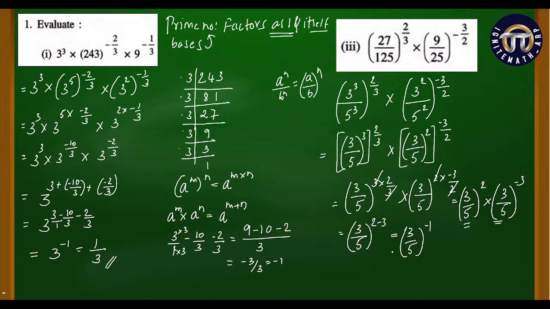I told you I should not keep the final answer with the negative power. So what I do, I will convert it to a positive power. How can I convert it to a positive power? Reciprocate it. So means what? 5 goes to the numerator and 3 comes to the denominator. So the final answer is going to be 5 by 3. Clear, children?